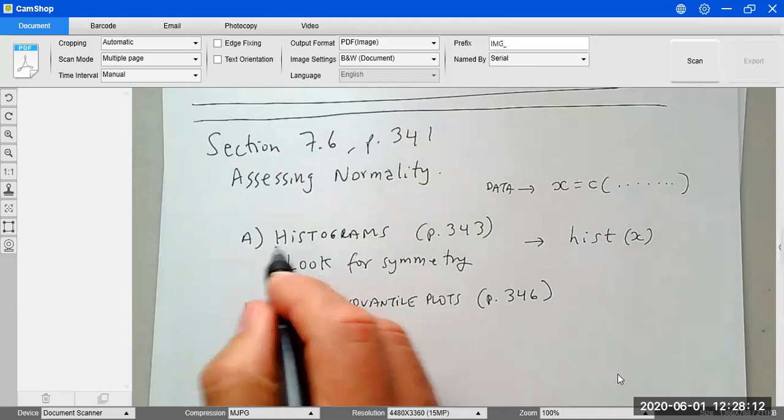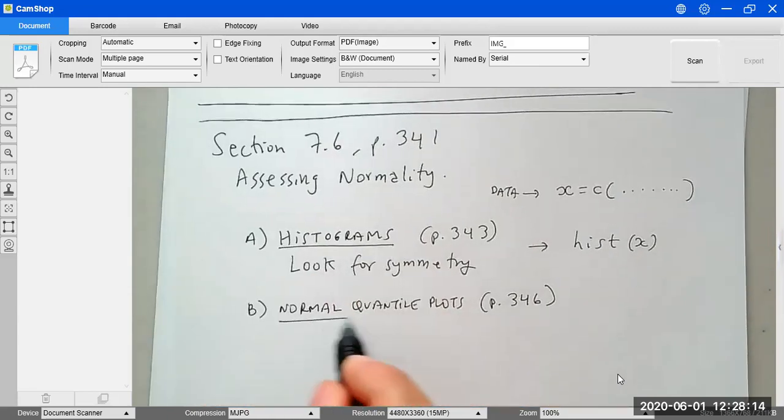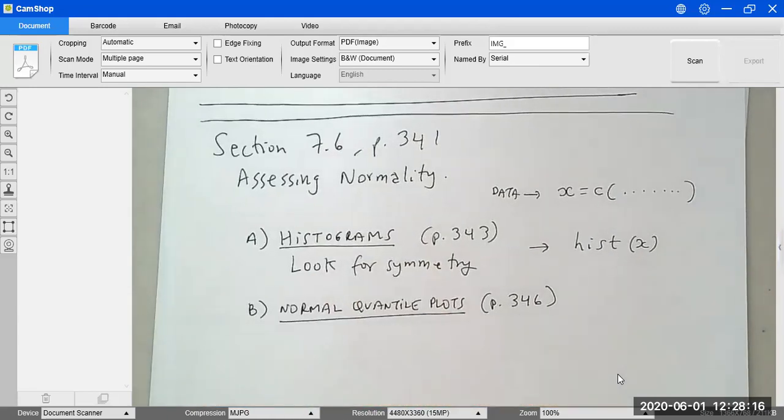So one is histograms, the other one is going to be normal quantile plots. They are described on page 346. What you're going to look for in this kind of plot is a linear pattern.